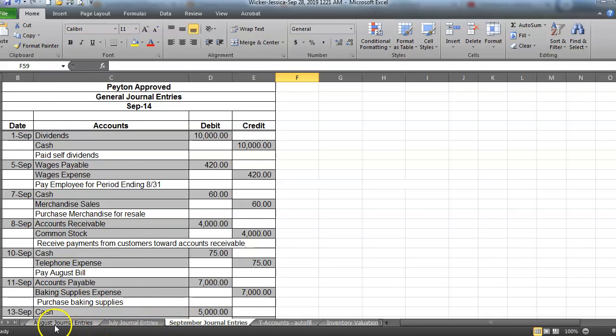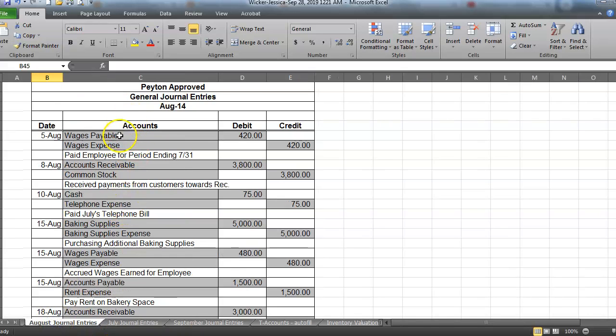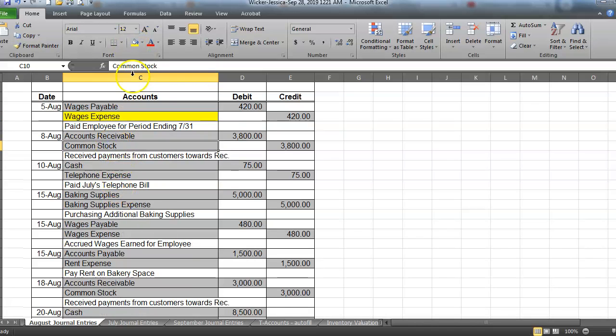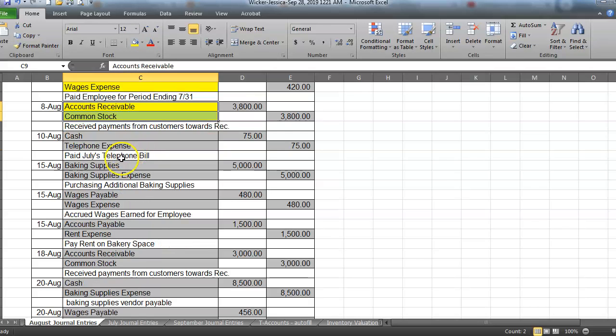If we look at August, which is over in this entry here, this entry here should be reducing the cash because you're actually paying the employees. I'm not sure why in this case common stock is being used. It's not appropriate in this case. We're actually receiving money from our customers, so we need to reduce the receivable and increase our cash.